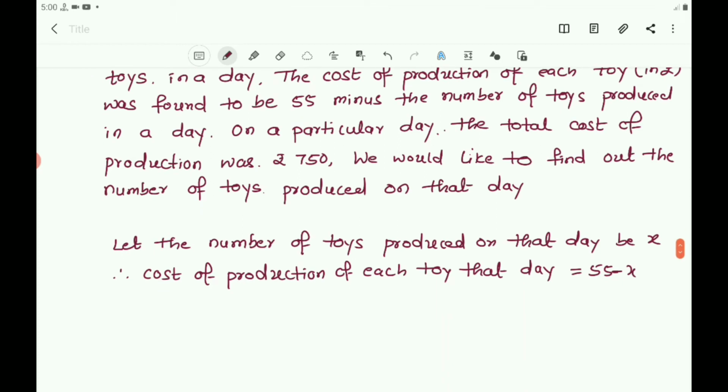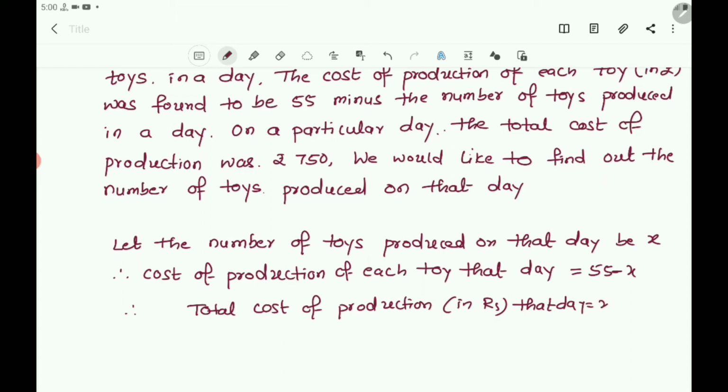Now the total cost of production on that day. Therefore, the total cost of production that day, in rupees, equals what? Number of toys times cost of each toy: x times 55 minus x. X is the number of toys and 55 minus x is the cost of each toy.